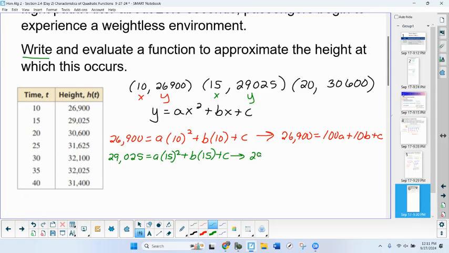Well, 29,000, and some of you will just go straight to this. What's 15 squared? 225a plus 15b plus c.